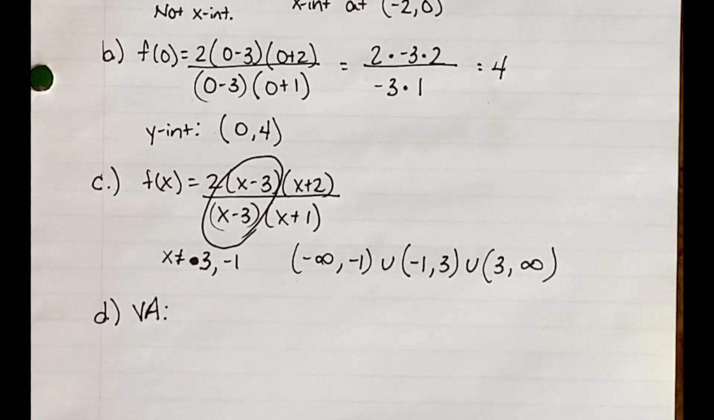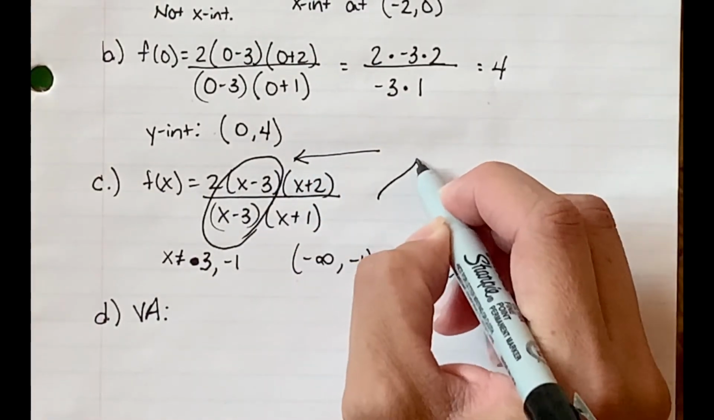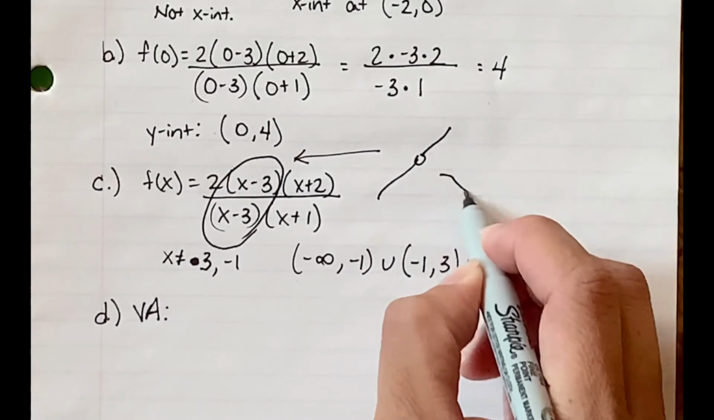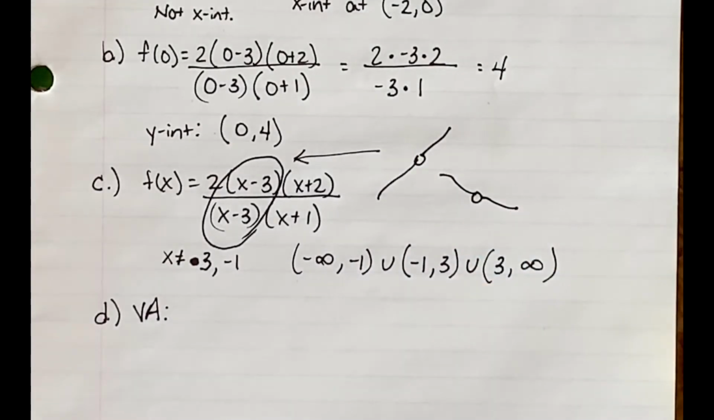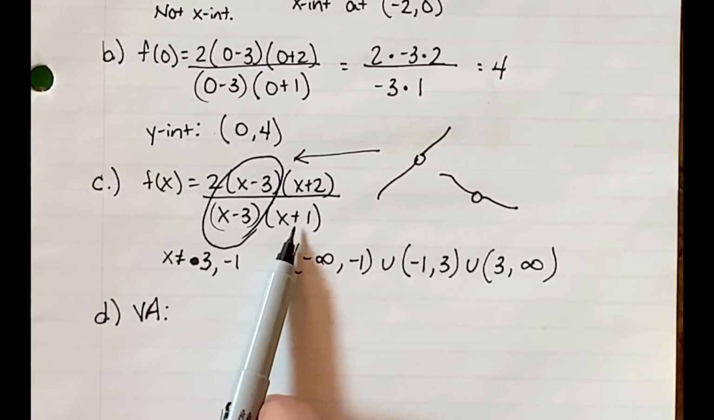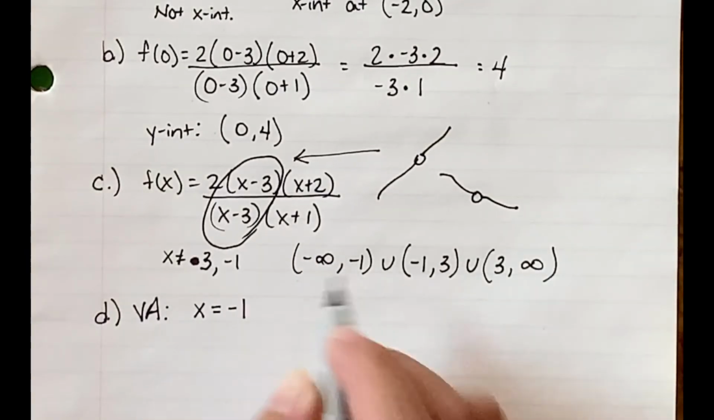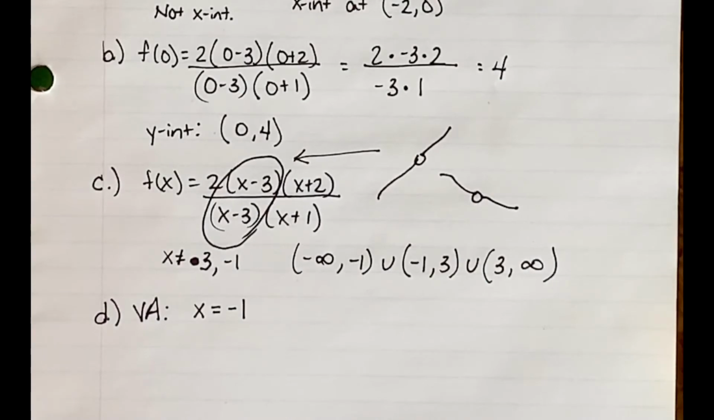It's called a removable discontinuity. In this situation, you end up getting something like this or something like this, where you have a hole in your function at x equals 3. But the x plus 1 here, the negative 1 that's occurring there, that is your vertical asymptote. So we have a vertical asymptote at x equals negative 1.